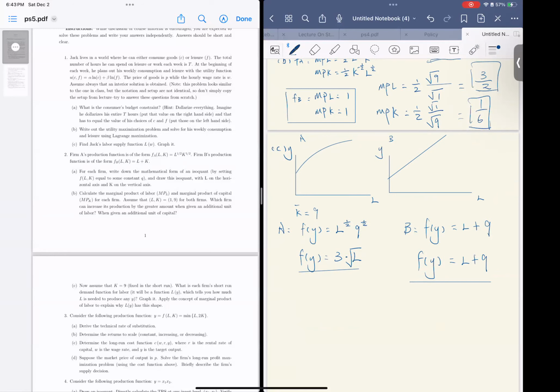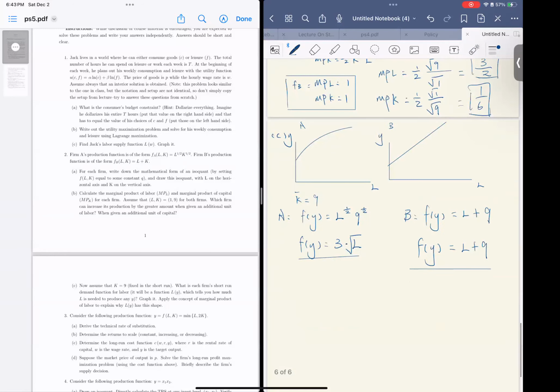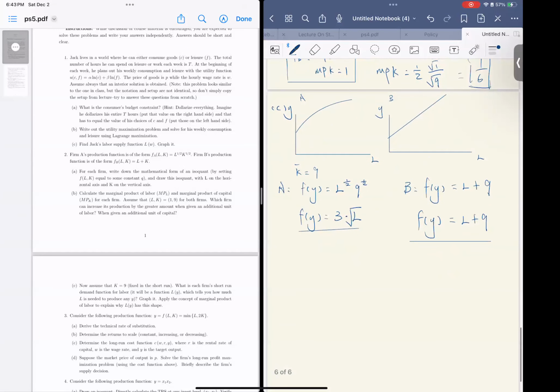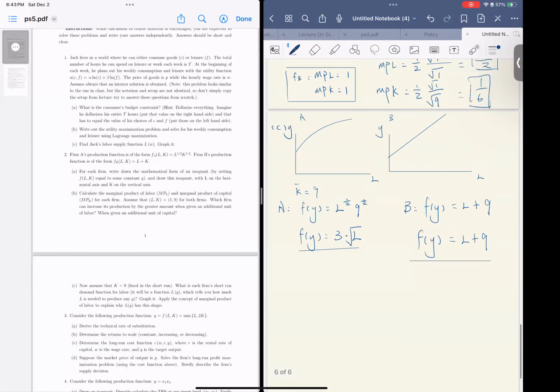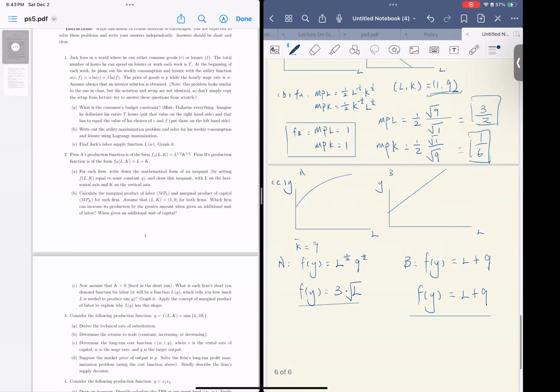Okay, so you should probably explain a little bit more why company A has diminishing returns and company B is a linear line. But other than that, just answer the question. Okay, any question on C? If not, I'll move on to question 3.